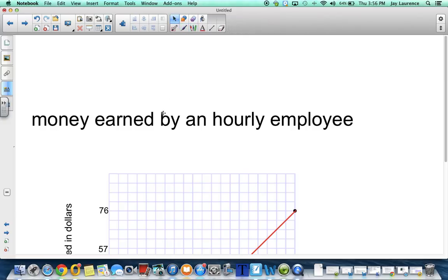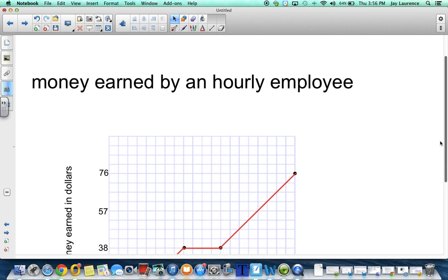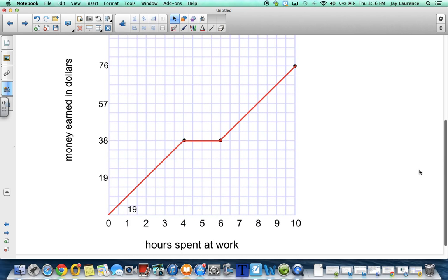This is money earned by an hourly employee. You get a job, you make so much per hour. Now, somebody who's salaried, like a teacher or an engineer working for a company, doesn't make it hourly. If I do extra work on the weekends, I don't get extra money. I get a set amount of money per year. But when you get your first job, you probably won't be salaried. The person will agree to pay you. Let's see if we can figure out how much money this person is making.